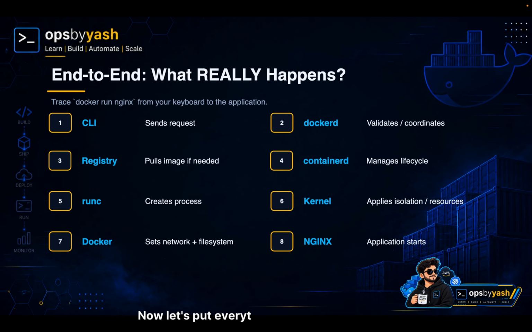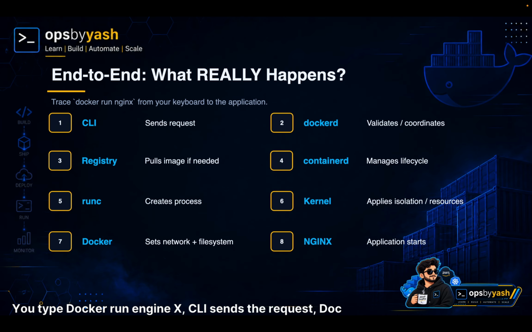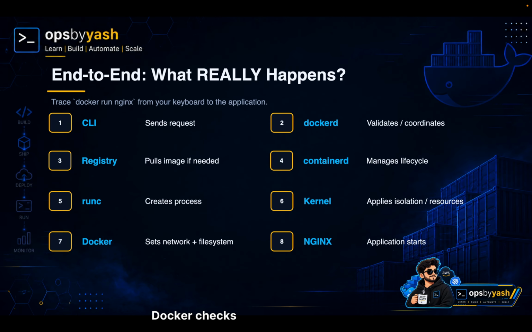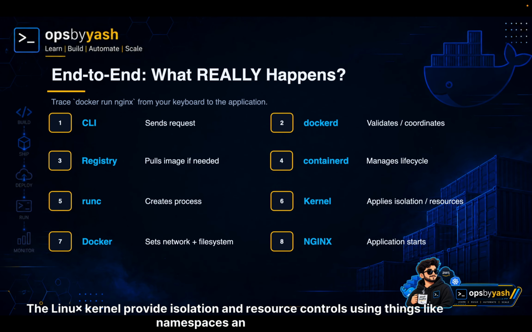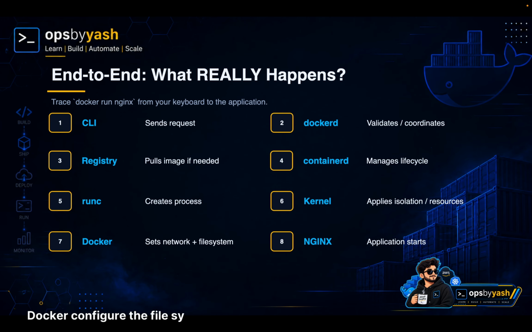Now let's put everything together. You type docker run nginx, the CLI sends the request, dockerd receives it and coordinates the operation. Docker checks for the image. If it's missing, the image is pulled from the registry. containerd manages the container lifecycle. runc creates the container process. The Linux kernel provides isolation and resource controls using things like namespaces and cgroups. Docker configures the file system and networking, and finally nginx starts. So that innocent little command you typed, there is quite a lot happening behind it.